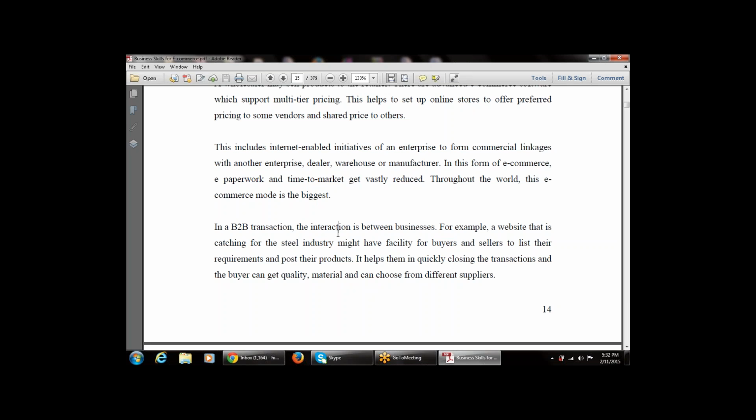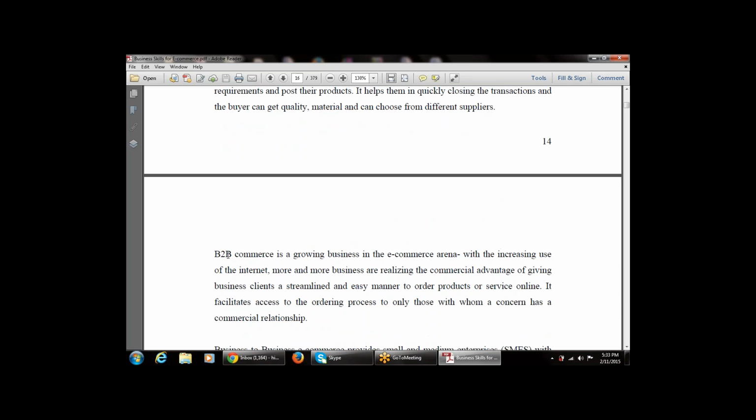It means the e-commerce helps the business partners or business entities in quickly closing the transactions, and the buyer can get quality material and choose from different suppliers. That is done by e-commerce. So this says B2B commerce is a growing business in the e-commerce arena with the increasing use of the internet.